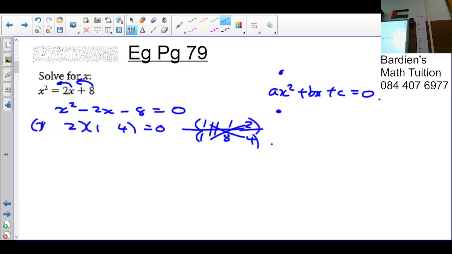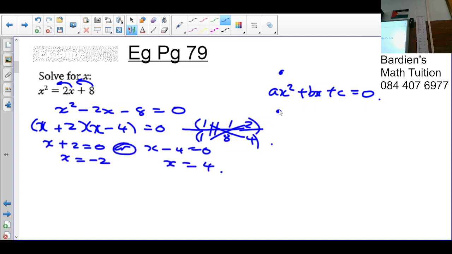There's x squared, so it's x and an x. There's minus, so the bigger one must be minus. So x plus 2 is equal to 0, or x minus 4 is equal to 0. So x is equal to negative 2, or x equal to 4. So anybody that's confused? You will understand, eh?